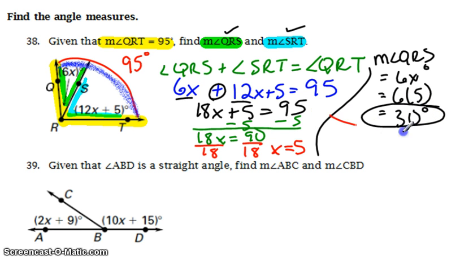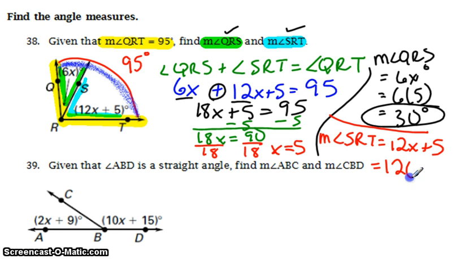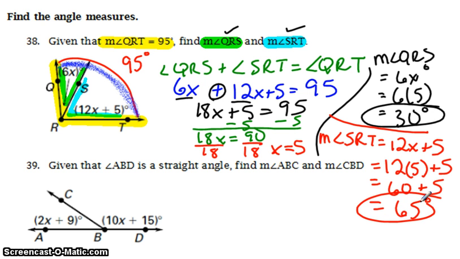And they also want to know SRT. Remember, the measure of angle SRT is equal to 12x plus 5. Well, we know that x is 5, so we plug in. So 12 times 5 is 60 plus 5, and that gives us 65. Well, here's a good check. We knew both parts as expressions, but we did know that the whole had to equal 95. That would mean that 30 plus 65 would have to equal 95. Well, it does. So those answers must be correct. The measure of angle QRS is 30 degrees, and the measure of angle SRT is 65 degrees.